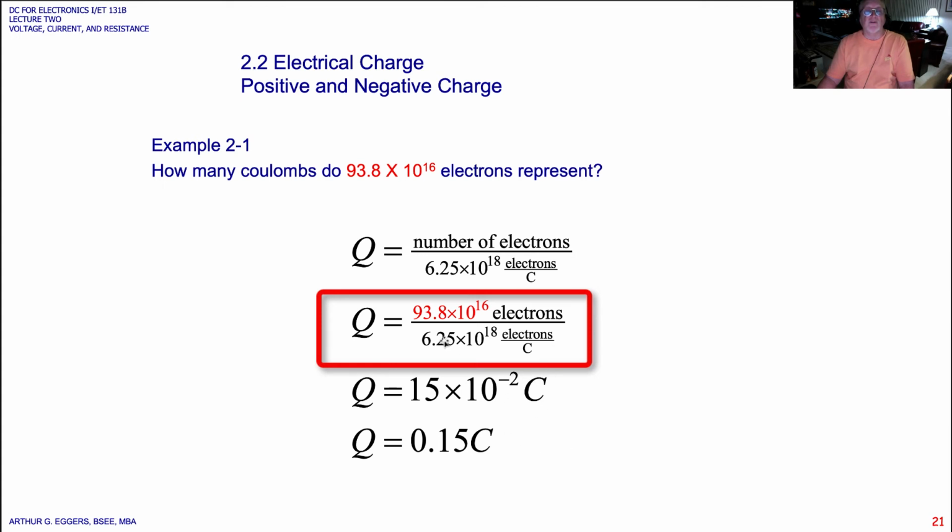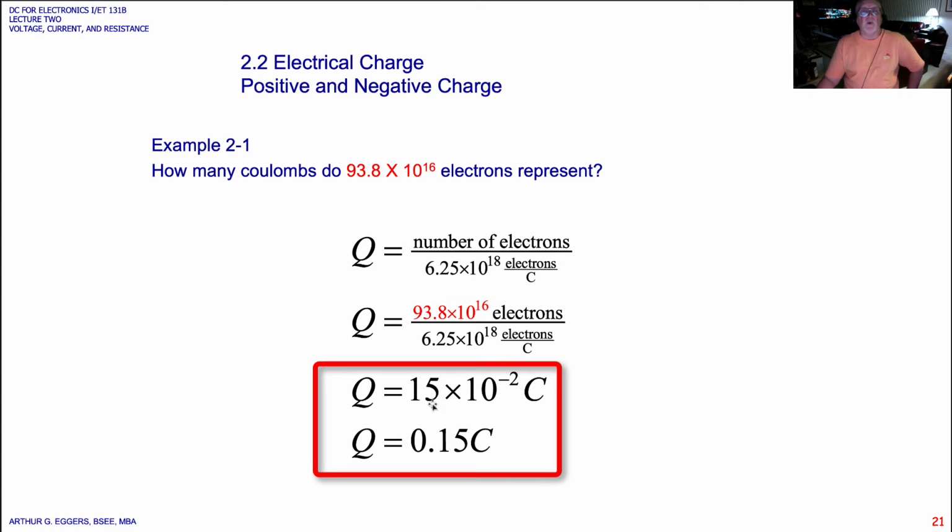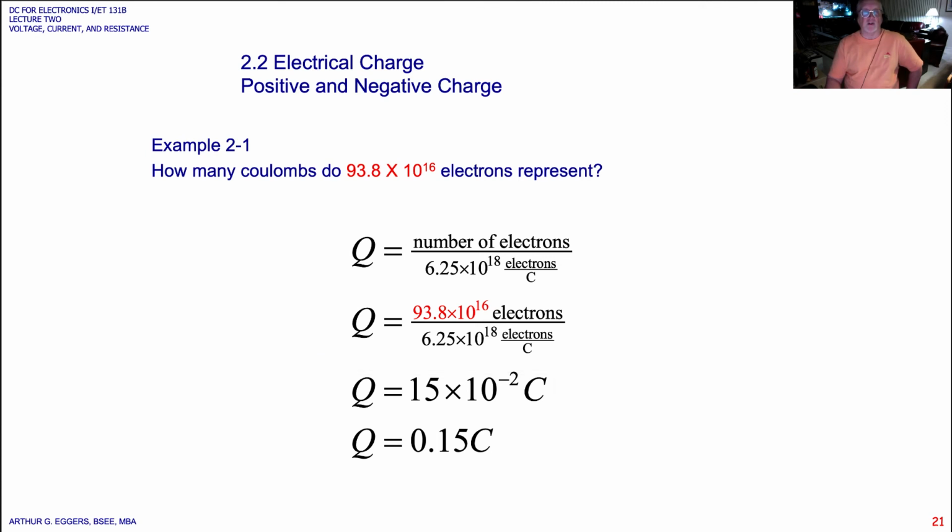So when we do the division, divide 6.25 times 10 to the 18th into 93.8 times 10 to the 16th on your calculator, and we get 15 times 10 to the minus 2 coulombs. Okay? If we want to put it into decimal form, it becomes 0.15 coulombs. Okay? Very, very small unit of charge.